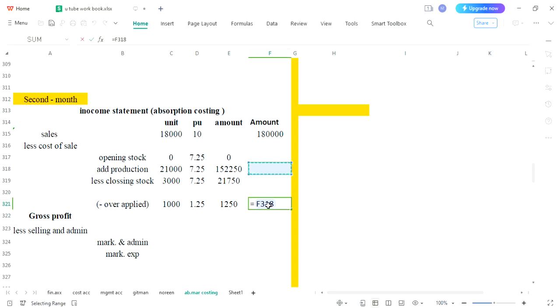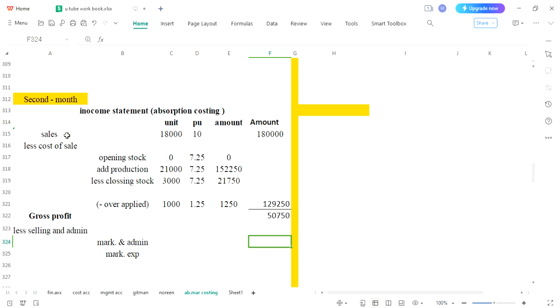First opening stock, then you will add your production, subtract closing stock, and finally understand in this particular month we have over applied. Over applied sign is subtraction or minus. We have got our total cost, then we are ready to calculate our gross profit. How? Cost of sale would be subtracted from sales to get our gross profit. Sale is 1,80,000 and your cost of sale is 129,250. So we have got our gross profit.